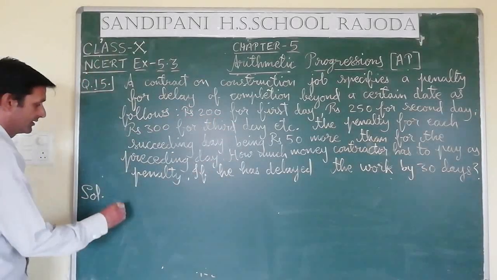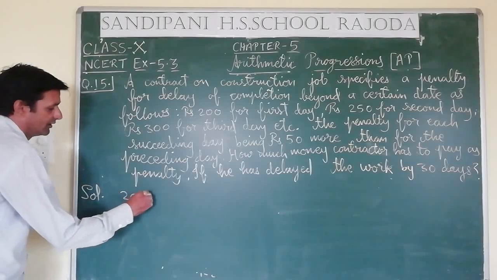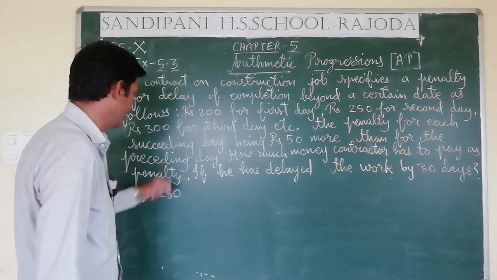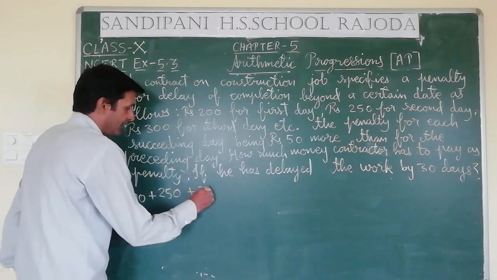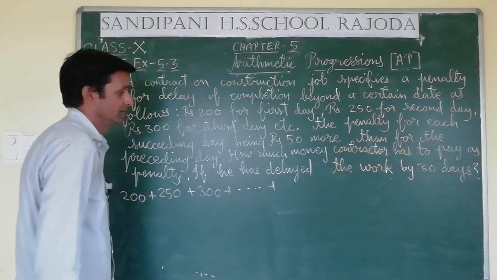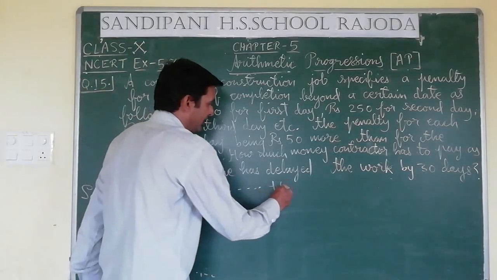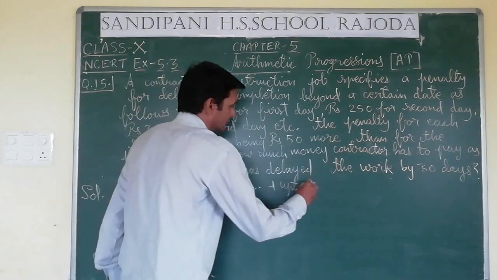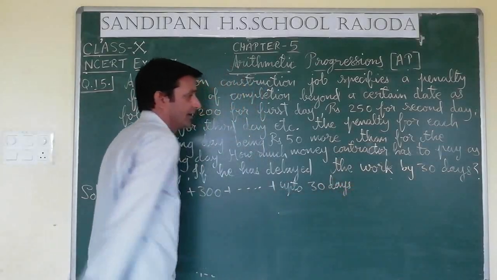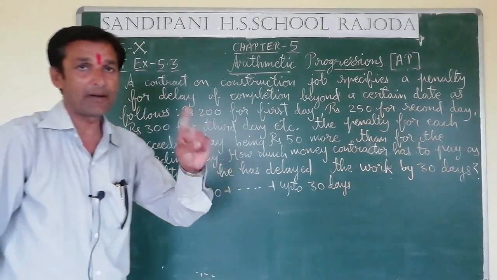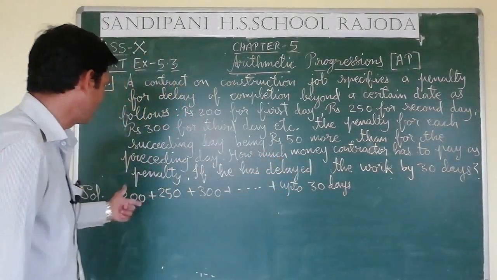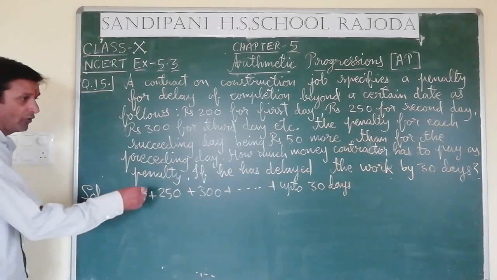It is 200 only. The second term is 250 here in this question, and third term is 300 and so on, plus up to how many terms? Up to 30 days we can say. If he become late by 1 month, अगर वो 30 days के लिए लेट हो जाता है तो उसको कितनी पेनल्टी लगेगी वो हमको पे करना है, मतलब वो हमको फाइंड आउट करना है.